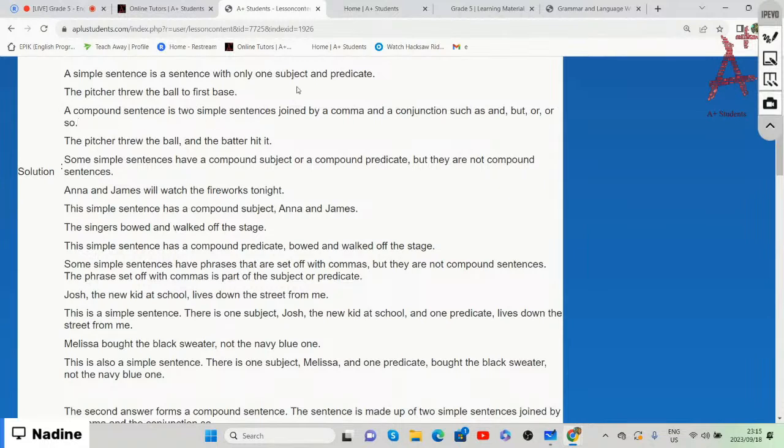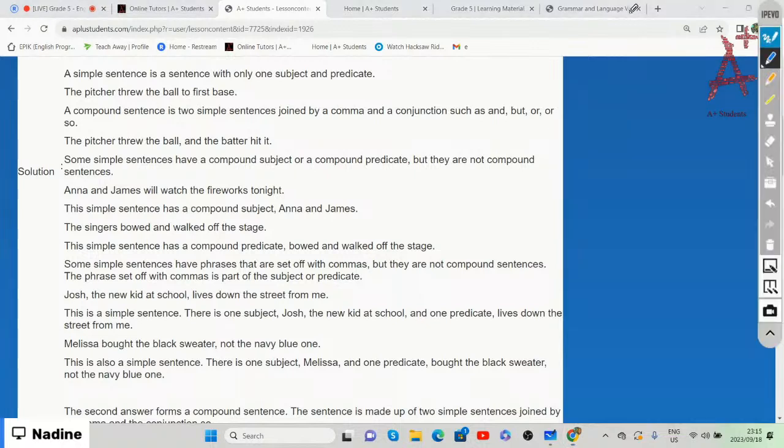So if we look at that sentence, remember we said a simple sentence has a subject as well as a predicate. And the subject within the sentence is the pitcher. That is the person or thing that they are talking about, and he or she is about to do the action, or is doing the action.